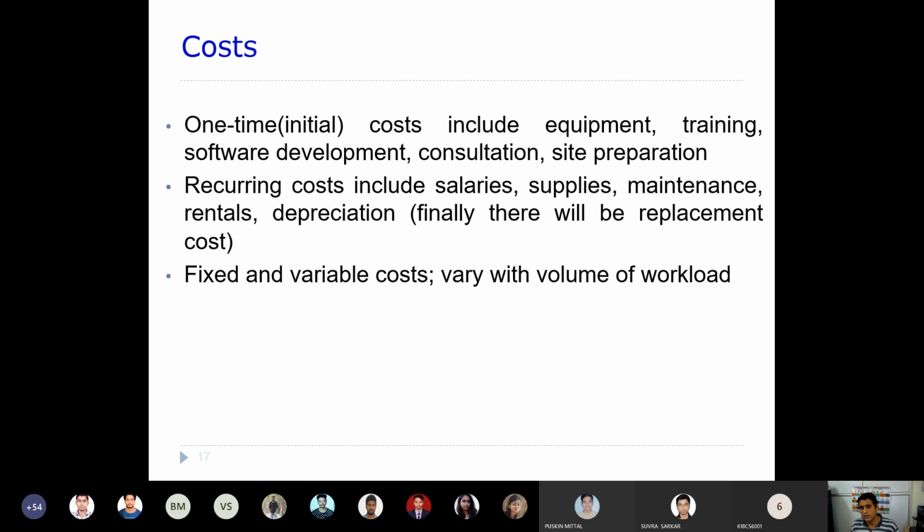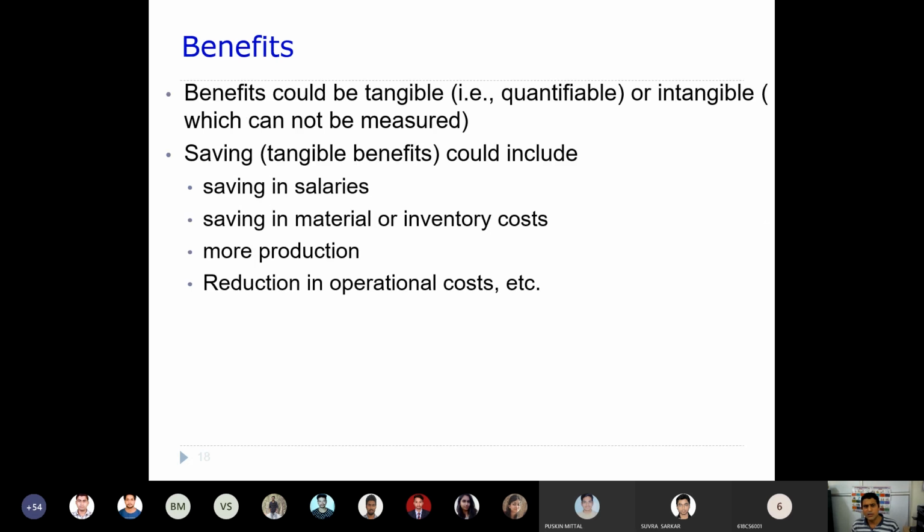So there are some costs which can be fixed, and some costs can be variable. These variable costs can vary just because of the volume of workload. So if the workload is increasing, usually the cost will increase, right? So these sorts of costs can be part of it.